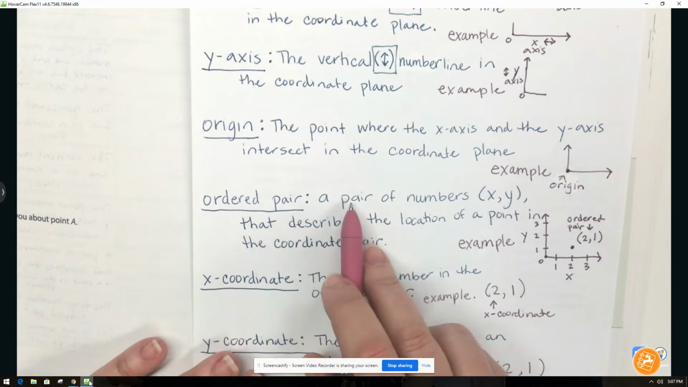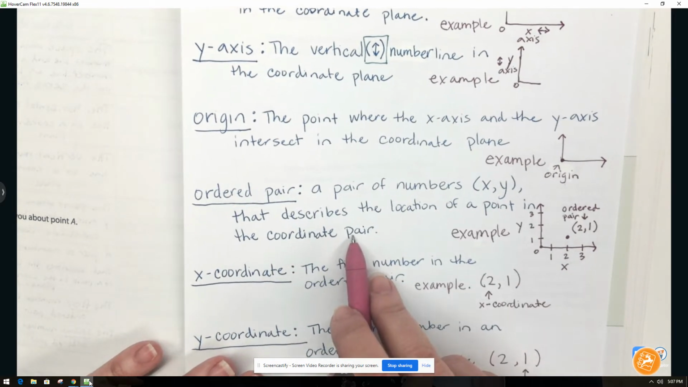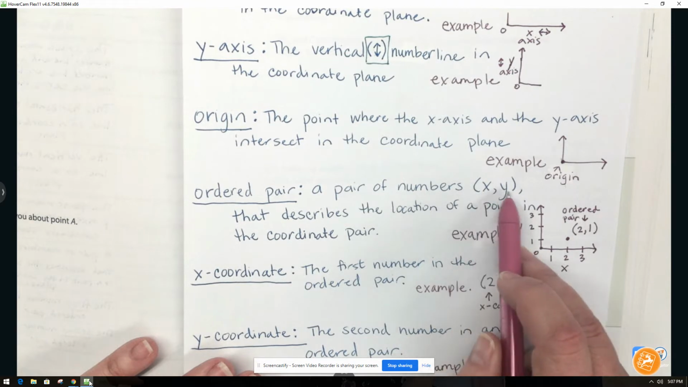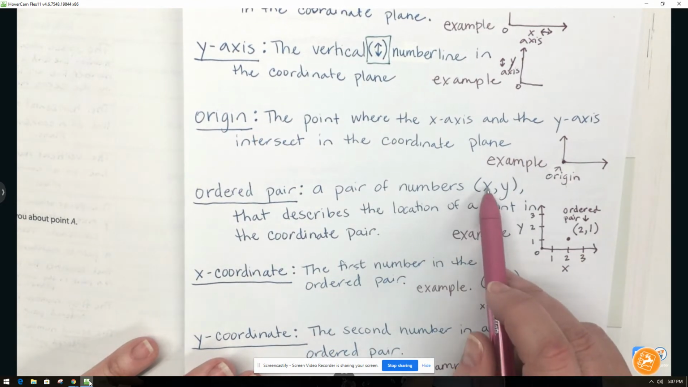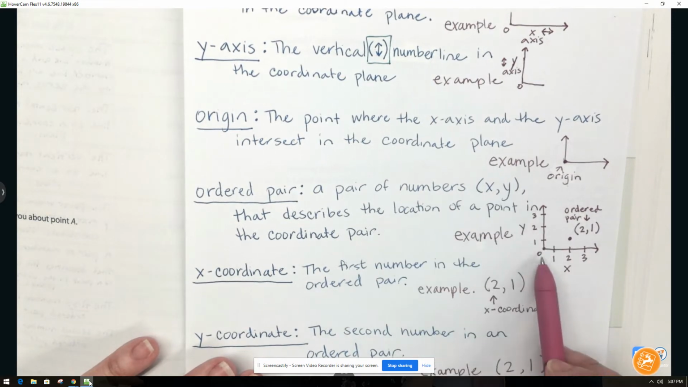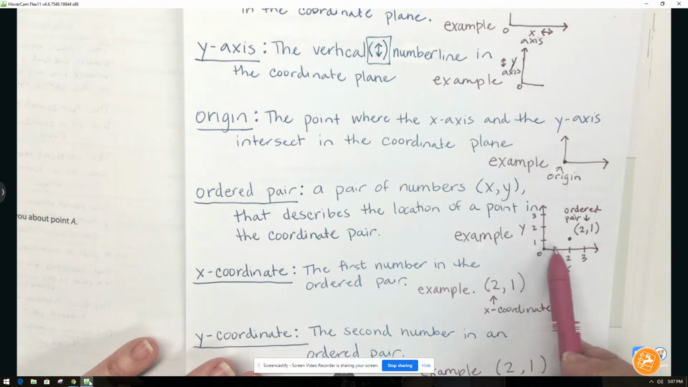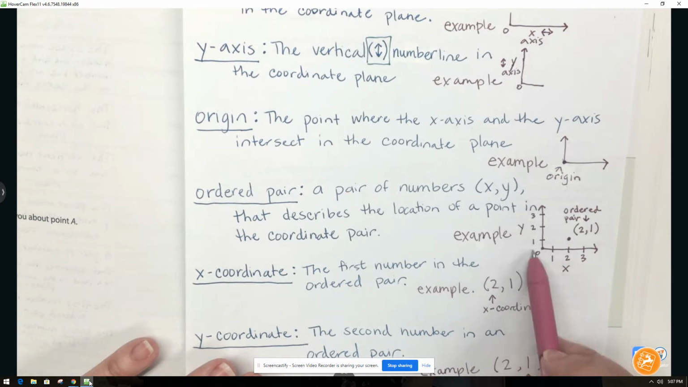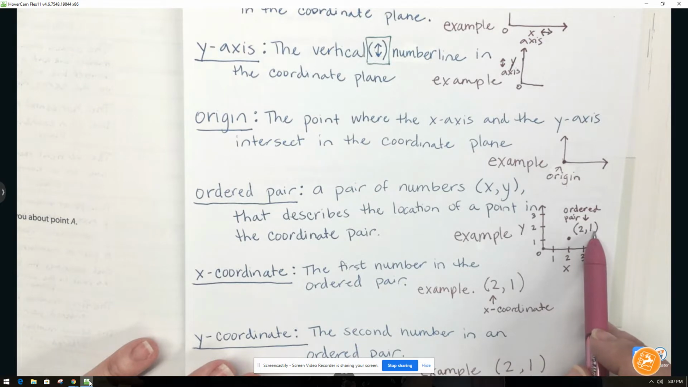An ordered pair is a pair of numbers that describe the location of a point in a coordinate plane. Remember that the x value always comes first and the y comes second. Always, that will never change. It's always x first, then y. So you're going to find the x value first, which on this ordered pair, the 2 is the x value, so that comes first. And then the 1 is the y value, the value of this point on the y-axis, and that is the second number.